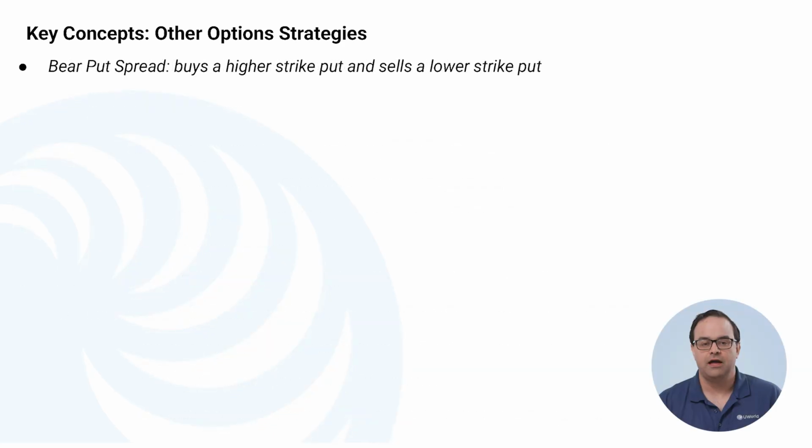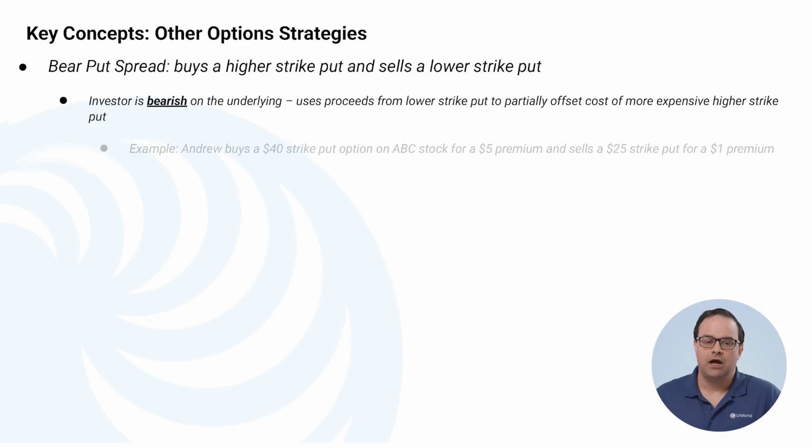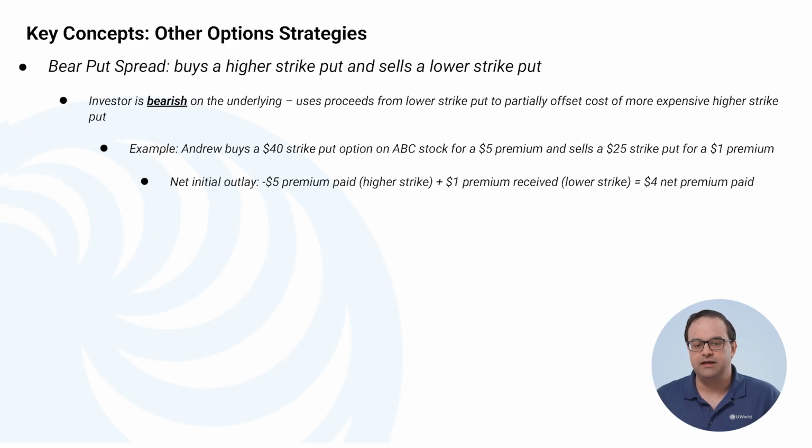A bear put spread occurs when the trader buys a higher strike put that is partially subsidized by selling a less expensive, lower strike put. The investor is bearish on the underlying asset. They are using the proceeds from the lower strike put to partially offset the more expensive higher strike put. The example again: buying a $40 strike put option on ABC stock for a $5 premium, and selling, in this case, a $25 strike put for a $1 premium. The net premium paid at the outset is $4 a share.